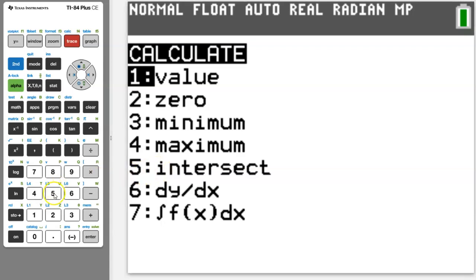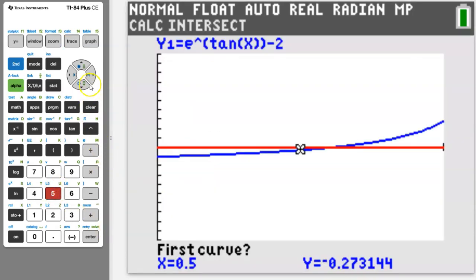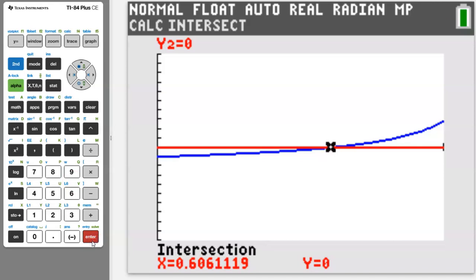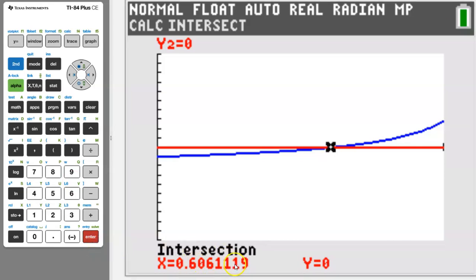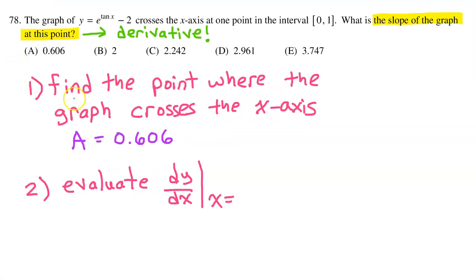Instead of using the 0 feature, hit second trace and let's just find the intersection between these two graphs. So option 5. Some students like option 5 better because there is no left bound, right bound. You just come close to the point of intersection and hit enter 3 times. Enter, enter, enter. And you get the exact same value. So if you're uncomfortable with left bound and right bound, this is the way for you. Step 1 is now complete. The graph crosses the x-axis at a equals 0.606, etc.